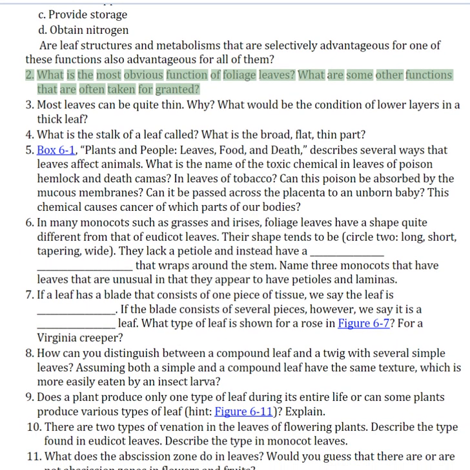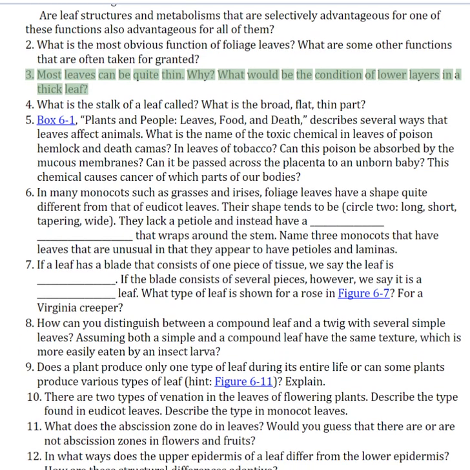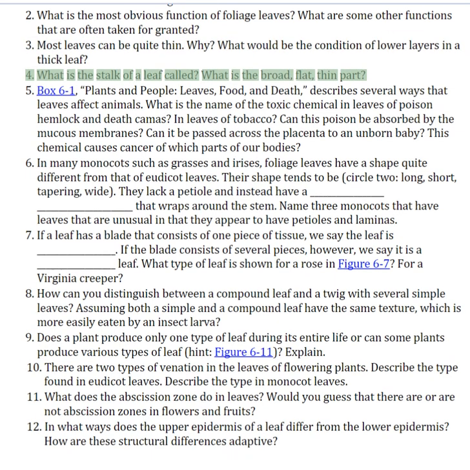2. What is the most obvious function of foliage leaves? What are some other functions that are often taken for granted? 3. Most leaves can be quite thin. Why? What would be the condition of lower layers in a thick leaf? 4. What is the stalk of a leaf called? What is the broad, flat, thin part?